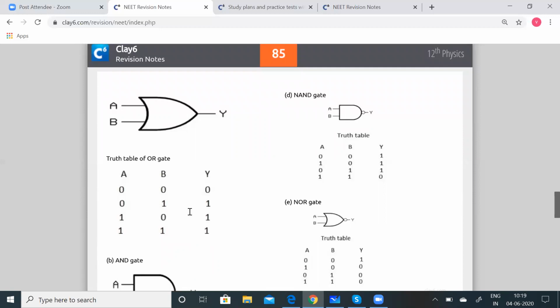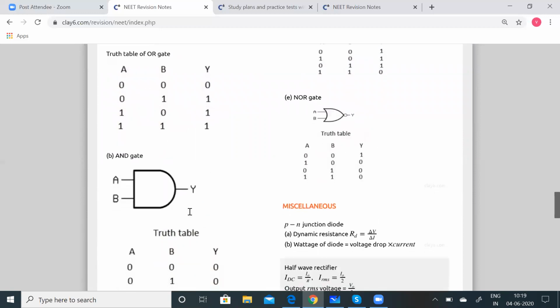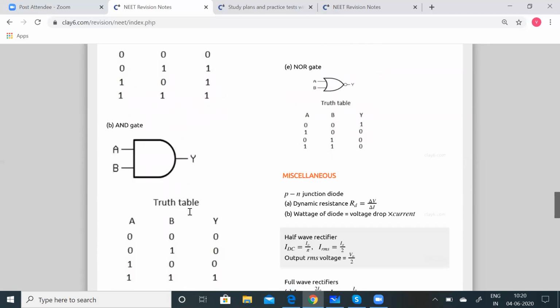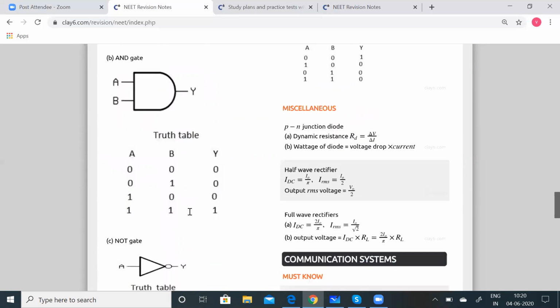Next, coming to the AND gate. It is a digital circuit having two or more inputs, but only one output. It gives a high output 1 if the inputs A and B are both high. Otherwise, it will give a low output 0. This is described by the Boolean expression A dot B is equal to Y. So this is the truth table for the AND gate.